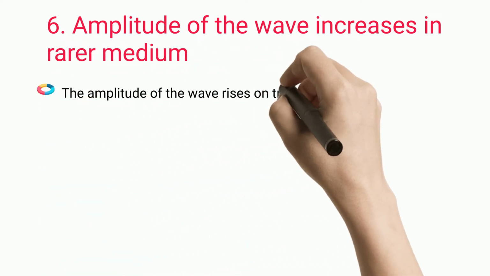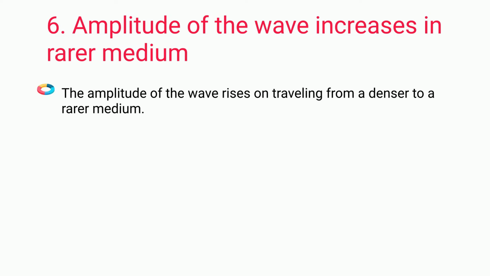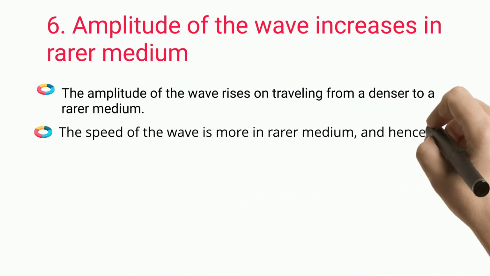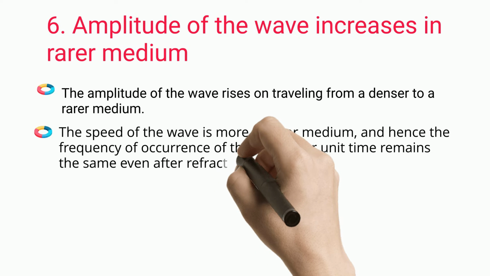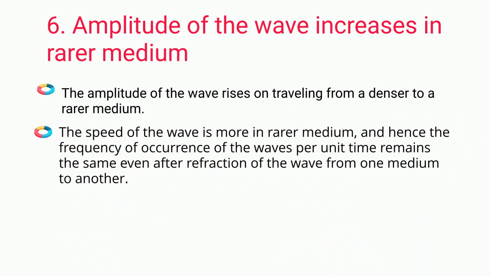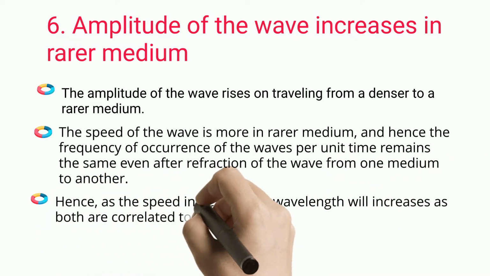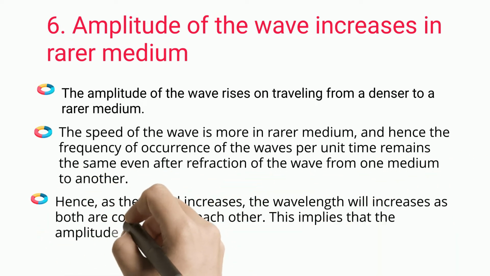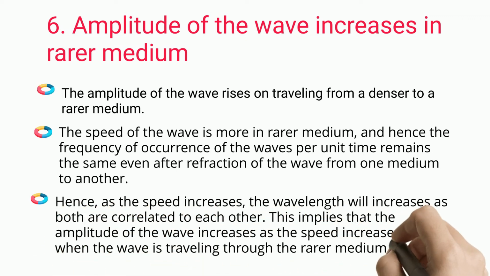The amplitude of the wave rises on traveling from a denser to a rarer medium. The speed of the wave is more in rarer medium, and hence the frequency of occurrence of the waves per unit time remains the same even after refraction of the wave from one medium to another. Hence, as the speed increases, the wavelength will increase as both are correlated to each other. This implies that the amplitude of the wave increases as the speed increases, that is, when the wave is traveling through the rarer medium.